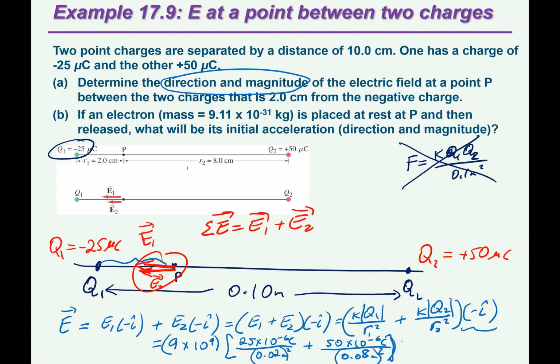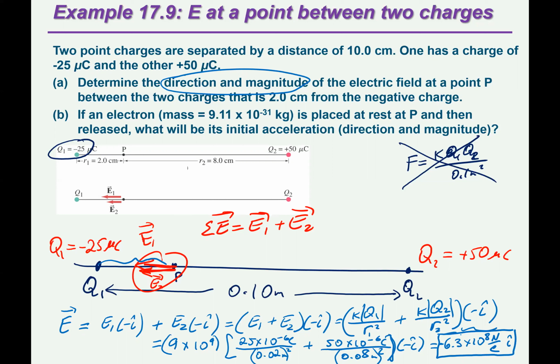Then let's say negative i hat. So what I'm going to get here is the magnitude, which is 6.3 times 10 to the 8 Newton per Coulomb, and then direction negative i hat. That means I can just move the negative in front and put the i hat like that, and this is what I get. That means its magnitude is 6.3 times 10 to the 8 Newtons per Coulomb, and it's pointing to the left. So that's why negative i hat means a horizontal electric field pointing to the left.